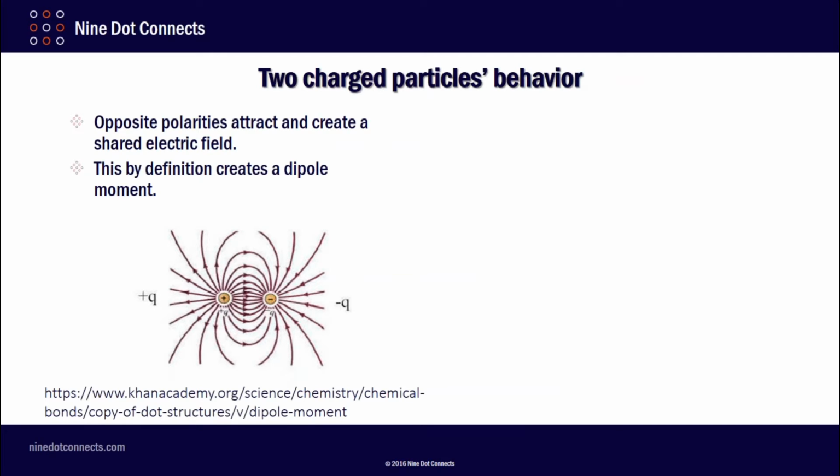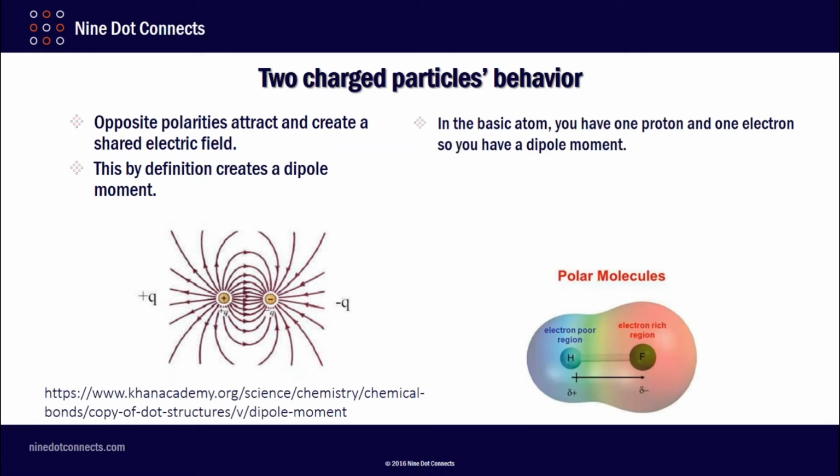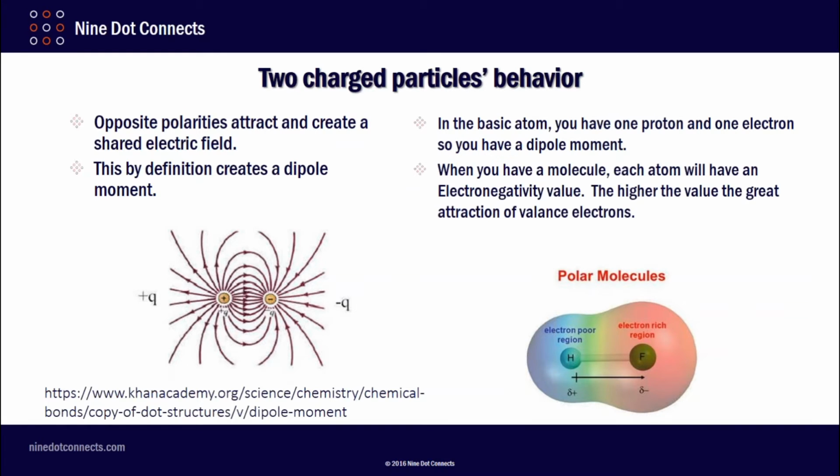Now, linked here is a really nice website to go to if you want more information on what a dipole moment is. They get a little more technical than I do. So in a basic atom, like the hydrogen and fluorine down at the bottom of the screen, you're going to have one proton and one electron, so you have a dipole moment in a basic atom.